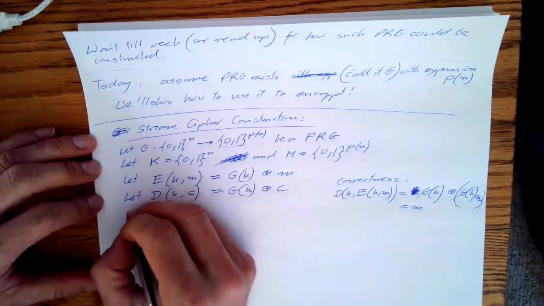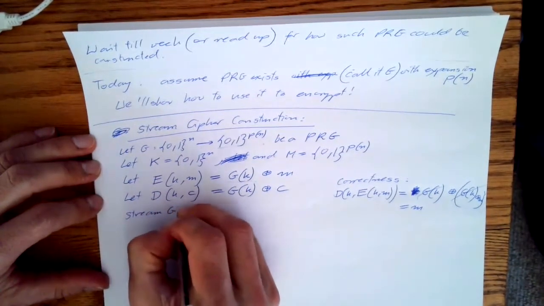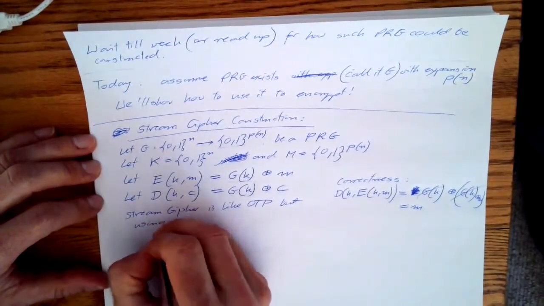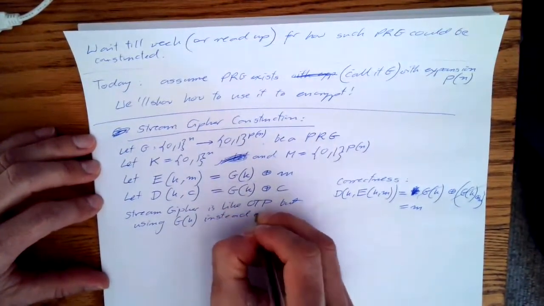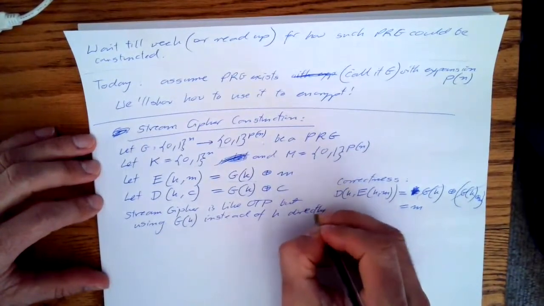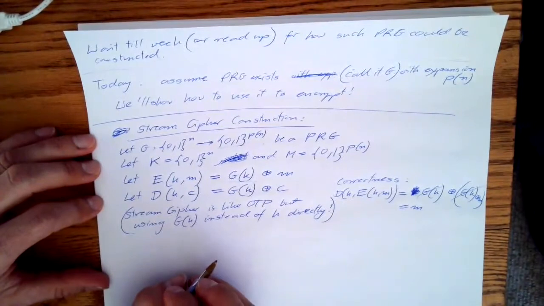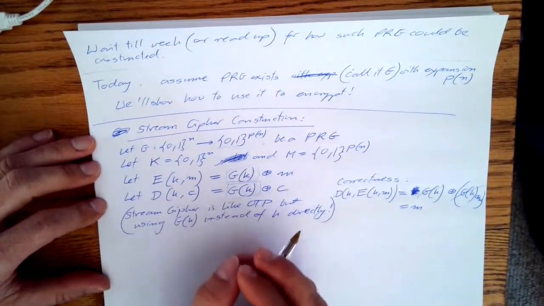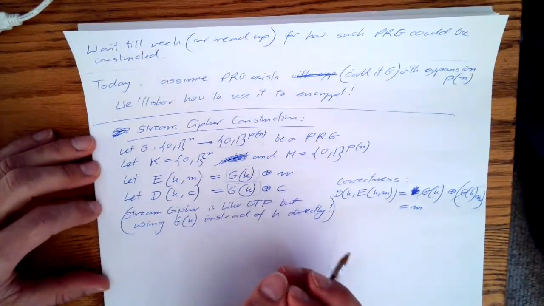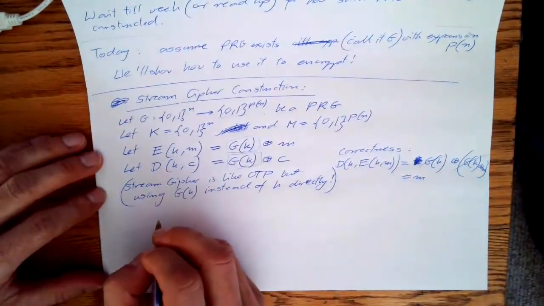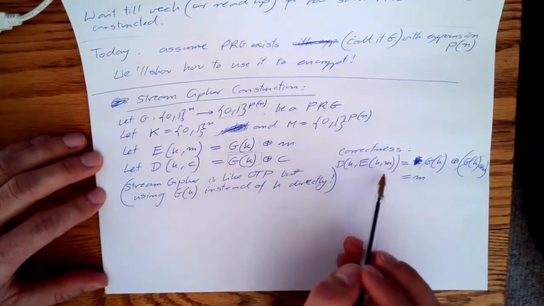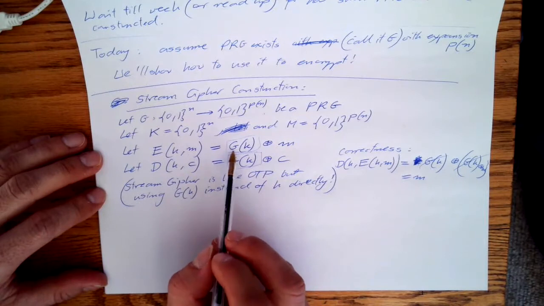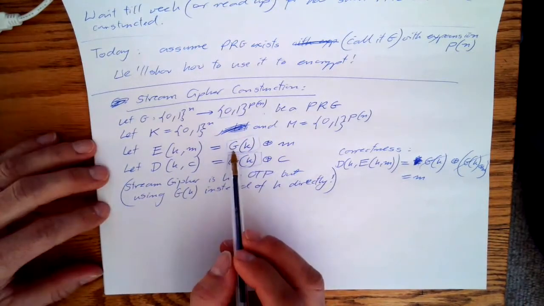So basically, a stream cipher is like a one-time pad, but using G of K instead of K directly, right? Instead of taking the key, we first expand it with the PRG, and we use this expansion as a one-time pad. Well, so decryption cancels encryption. How about efficiency? Is it efficient? Yes, it is, because G is a polynomial algorithm. So encryption is exactly as efficient as the PRG operation.